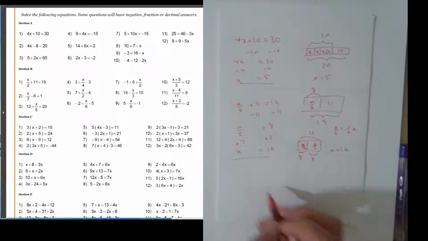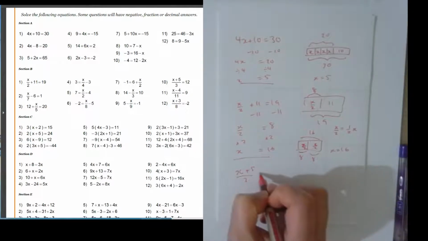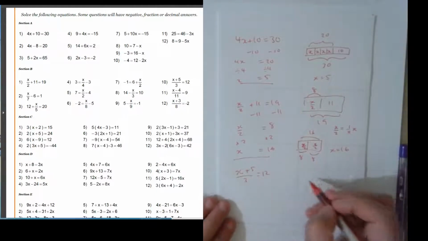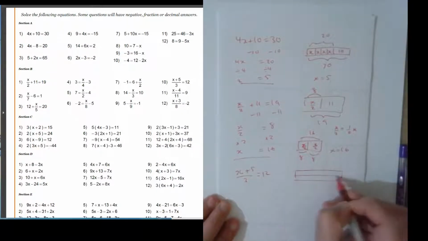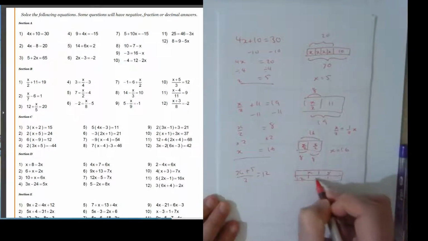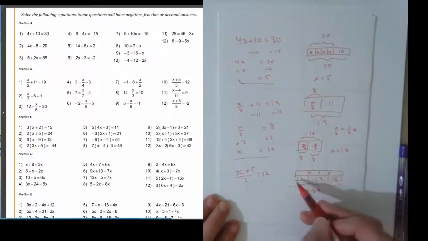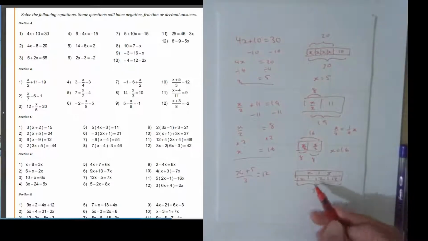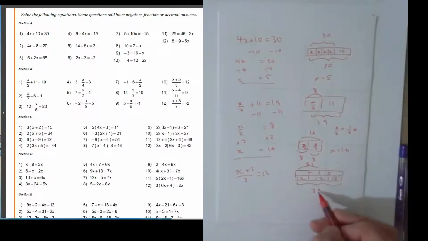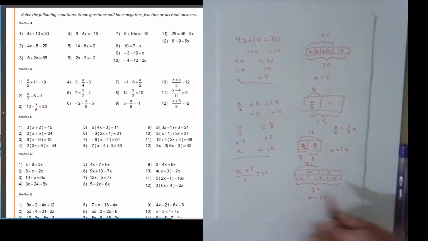Okay, next one is x plus 5 over 3 equals 12. That means this whole entire expression has been divided by 3. So I'm saying x plus 5 into 3 pieces is 12. So altogether it's 36. And then this one by itself must be 31, because I had to do 36, take away this 5, which gives me 31. So x equals 31.